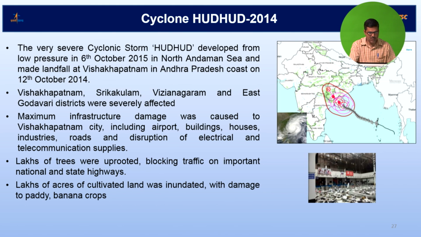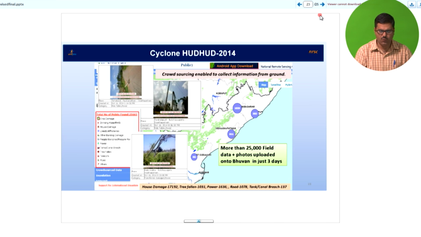Not to mention that lakhs of trees were uprooted. Even the traffic was blocked because of this disruption. And it also caused damage to the land, to the paddy and the banana crops. Now for supporting the crowdsourcing based approach, one more mobile app related to Cyclone Hudhud was also developed at NRSC and hosted on their site, which encouraged the crowd to collect information from the ground and report the event there.